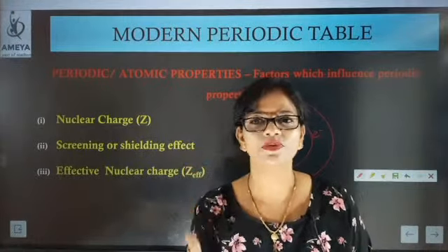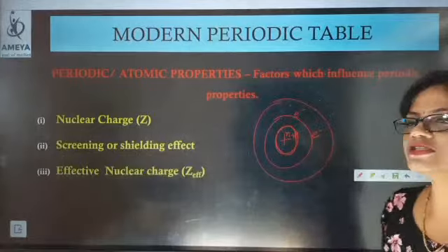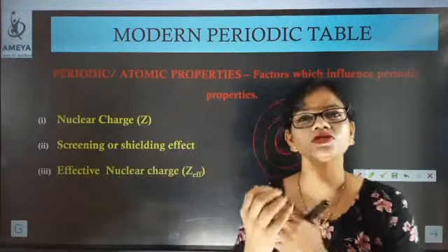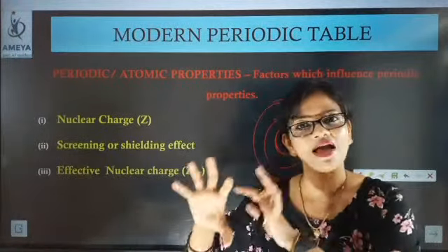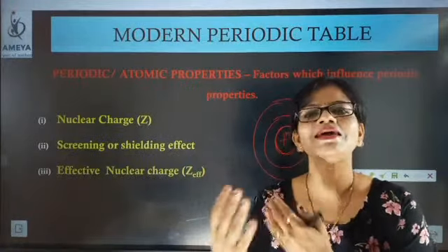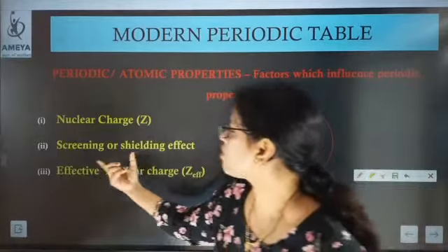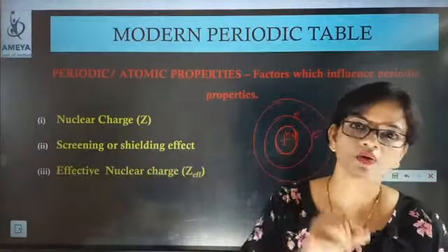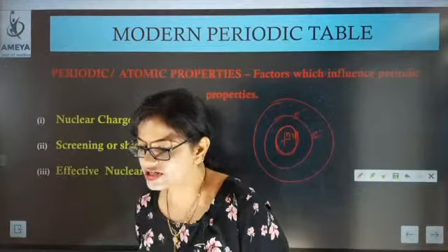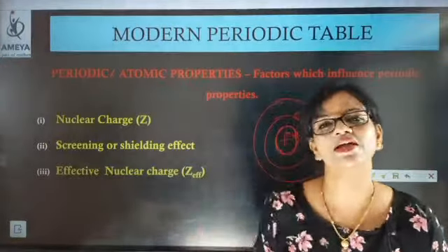Due to this repulsive force, the outermost orbit electron or the valence shell electron will get hindered. This is exactly called the screening or shielding effect. I hope you have understood. I tried to explain it in a very simple way.